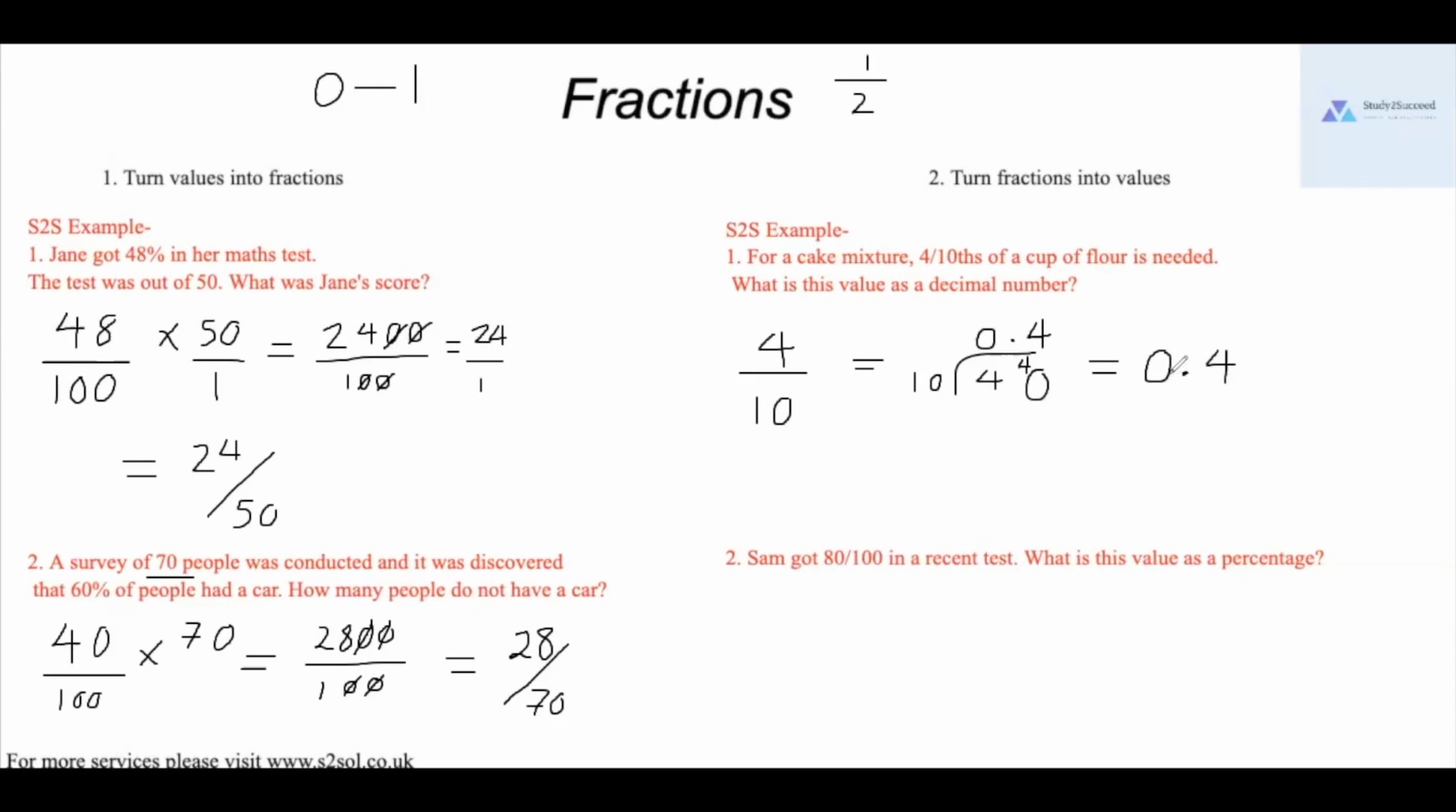The second example says, Sam got 80 out of 100 in a recent test. What is this value as a percentage? So we have been given our information as a fraction, and what we want to do is turn that fraction into a percentage. Remember, to turn fractions into a percentage, we need to multiply our fraction by 100, because percentage is out of 100. So this would be 80 over 100 multiplied by 100.